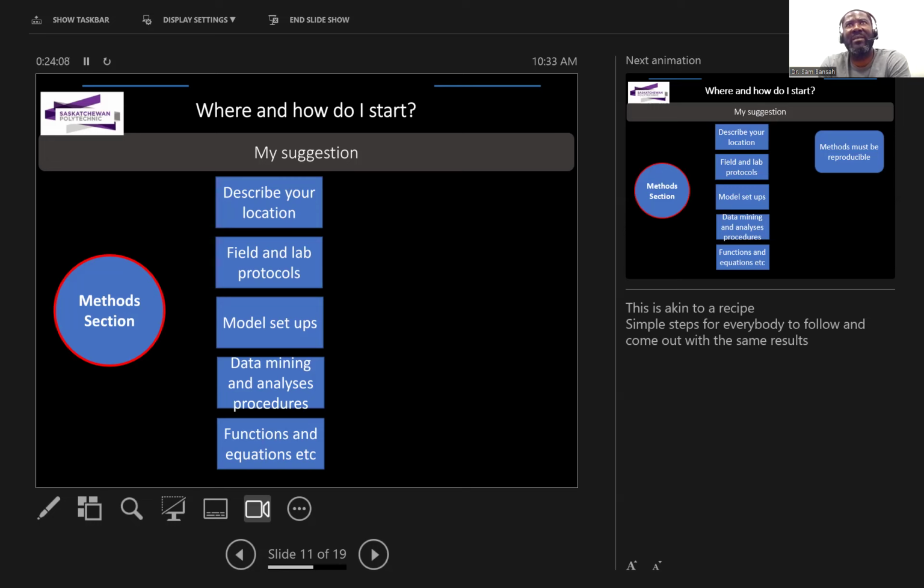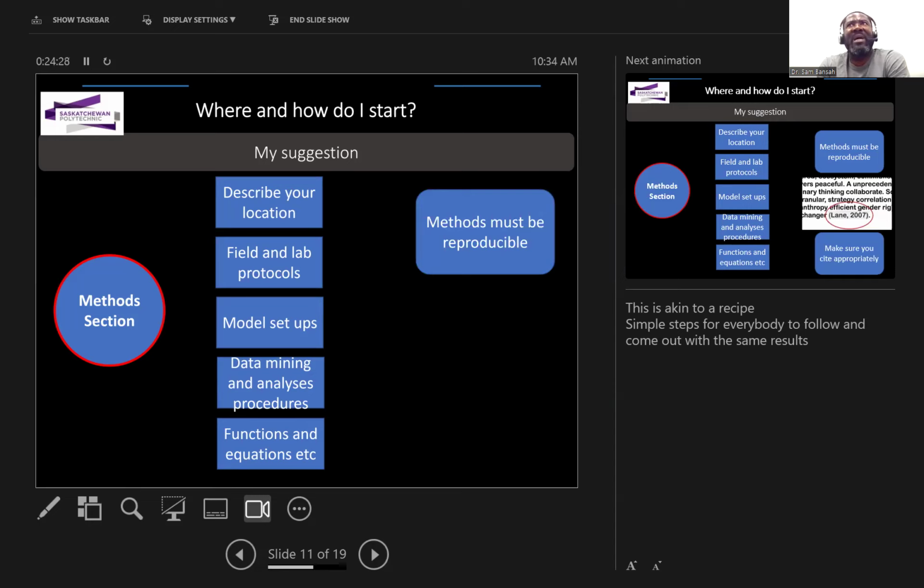Describe your location, your field and lab protocols, model setups, data mining and analysis procedures, your functions and equations, etc. So you define all of that. You describe it in simple terms, okay? Your methods must be reproducible. Any person reading your work worldwide should be able to reproduce your work.